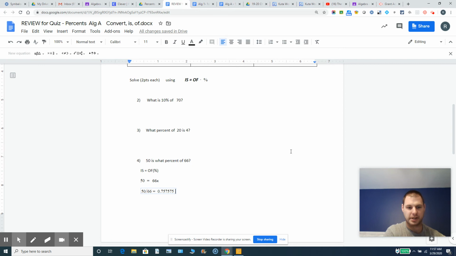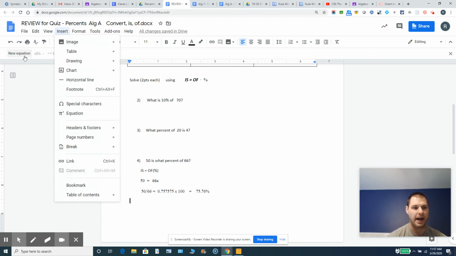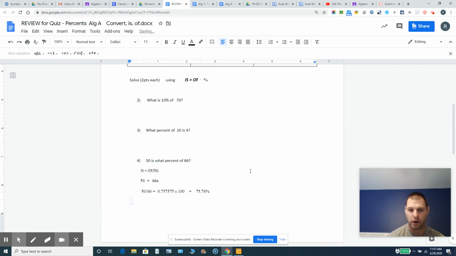I have to do one more thing for this problem. Because we're finding the percent, that is a decimal. This is a decimal. So we have to times that by 100. So now I'd write times by 100. Now this is the answer I'd round. 75.76 if we're rounding to the nearest hundredth, because if I times by 100, it'd be 7575. So this 7 tells that 5 to become a 6. So 76%.